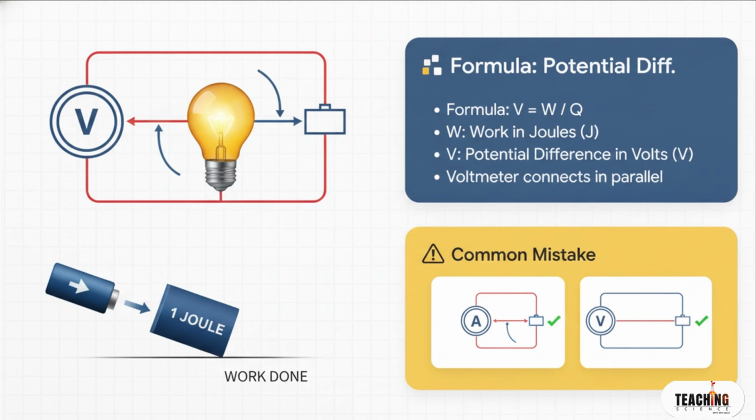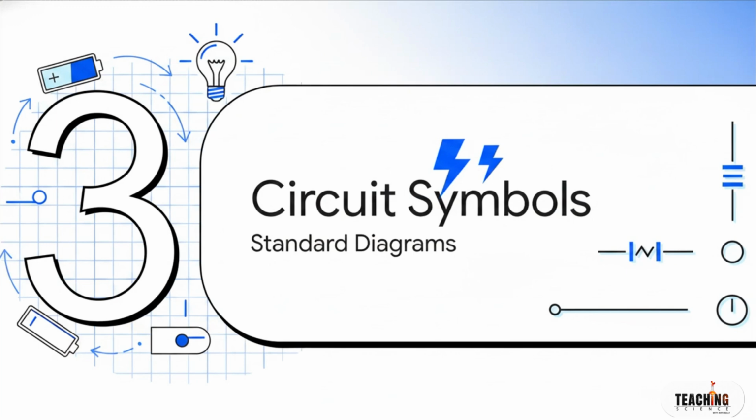Now listen closely, because here is a common mistake you absolutely must avoid in your board exams. While an ammeter connects in series, the instrument we use to measure voltage, the voltmeter, is always connected in parallel across the points you want to measure. Never forget that. All right, let's get into part 3, standard circuit diagram symbols.